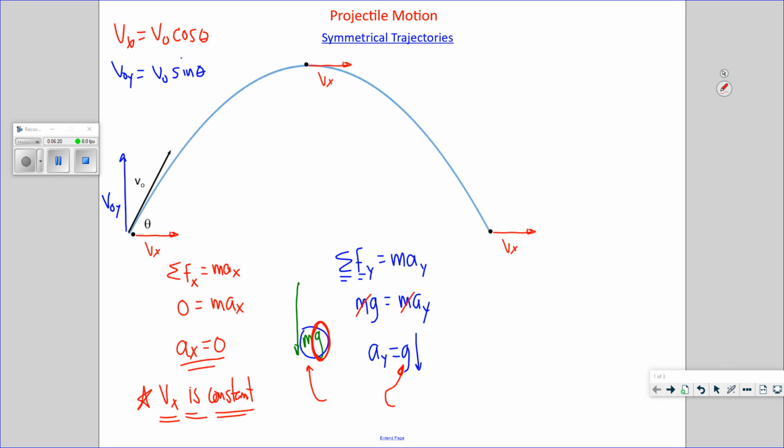So, what that means is, over time, here's what happens. Don't draw there. We're gonna need that space later. Over time, the object's velocity changes at a constant rate vertically, but doesn't change at all horizontally.